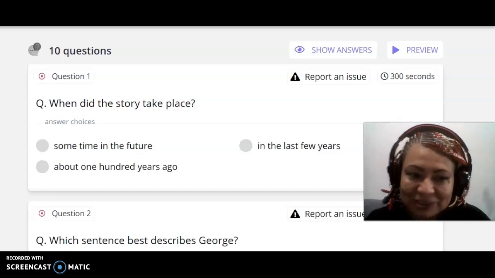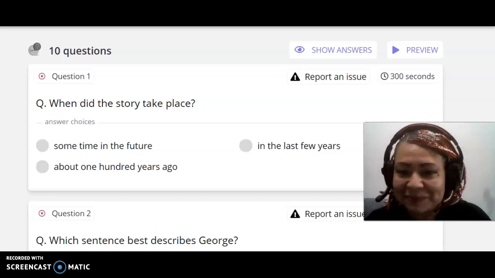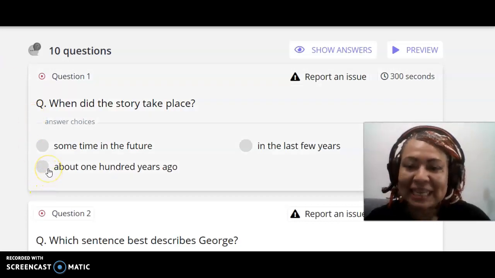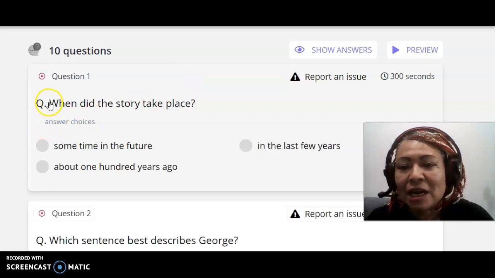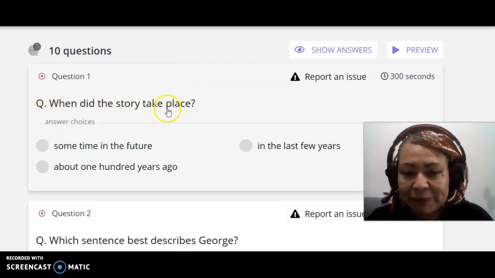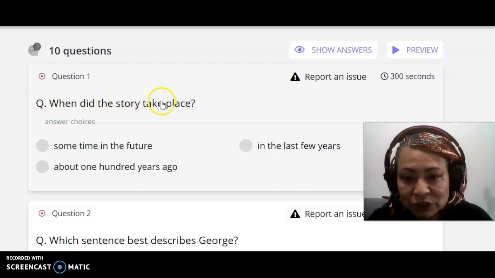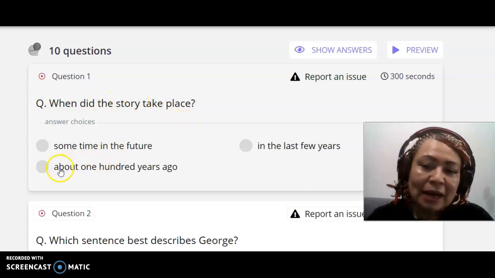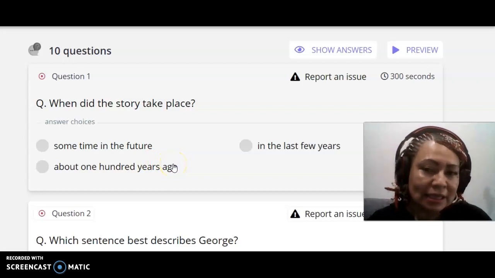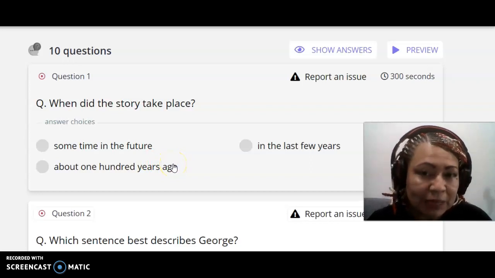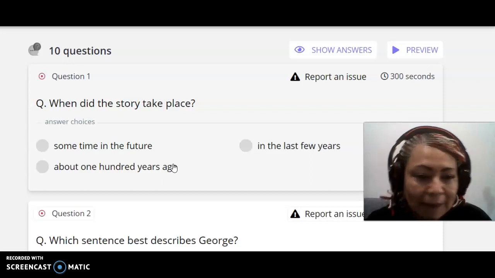I cannot click on this test because it's a made-up test. We're just gonna go through the questions and the answers. Okay. When did the story take place? About 100 years ago. That's the answer because it says on the first page, it tells us about what happened.